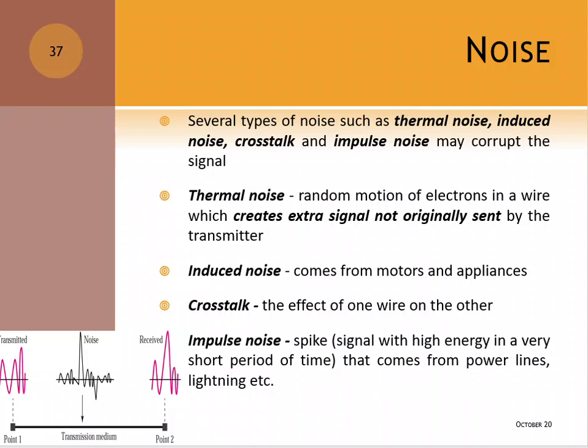So the effect of one wire on the other is crosstalk. Induced noise comes from motors and appliances. And then the last one is impulse noise. This is due to a spike signal with high energy in a very short period of time that comes from power lines, lightning, etc.